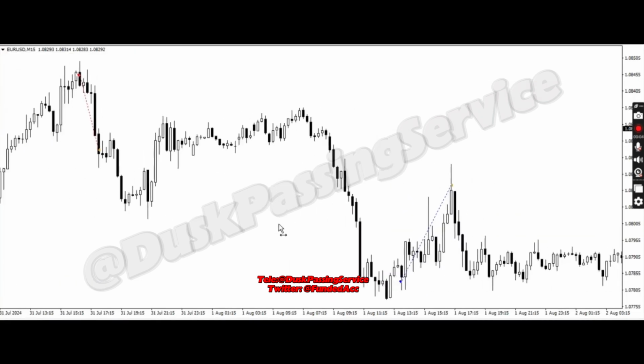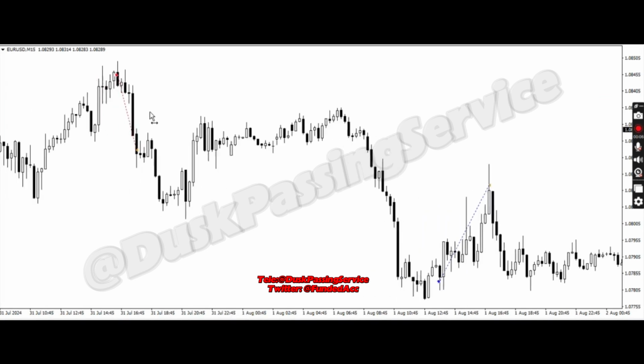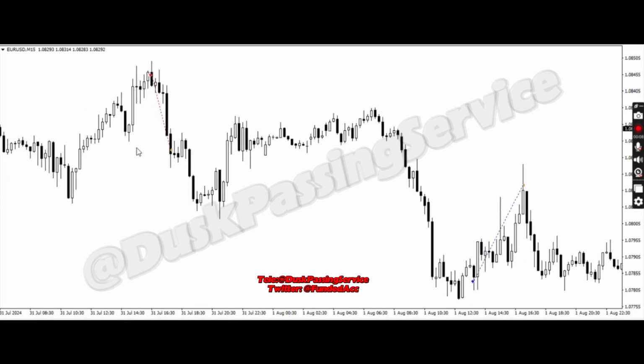Now right here you can see that this is my execution of that turtle soup entry, right? My stop loss was around 8 pips, and then I target this CRT low right here, and that was my trade. I also took this trade right here on Thursday.